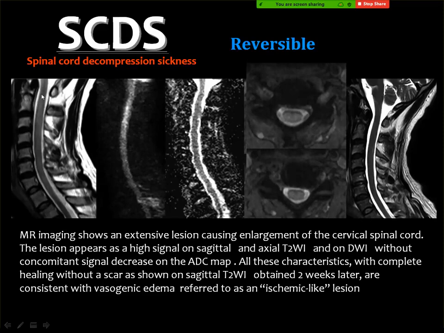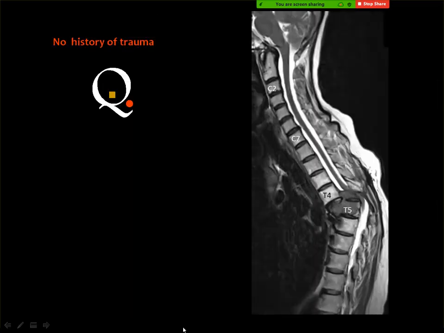And here you can see that there is extensive abnormality in the substance of the cord, which is not showing diffusion restriction, and it resolves after that with complete regression of the lesion and normal appearance of the spinal cord. So they call this ischemic-like lesion. It is not ischemic because of the absence of diffusion restriction and because of the regression. Next case.